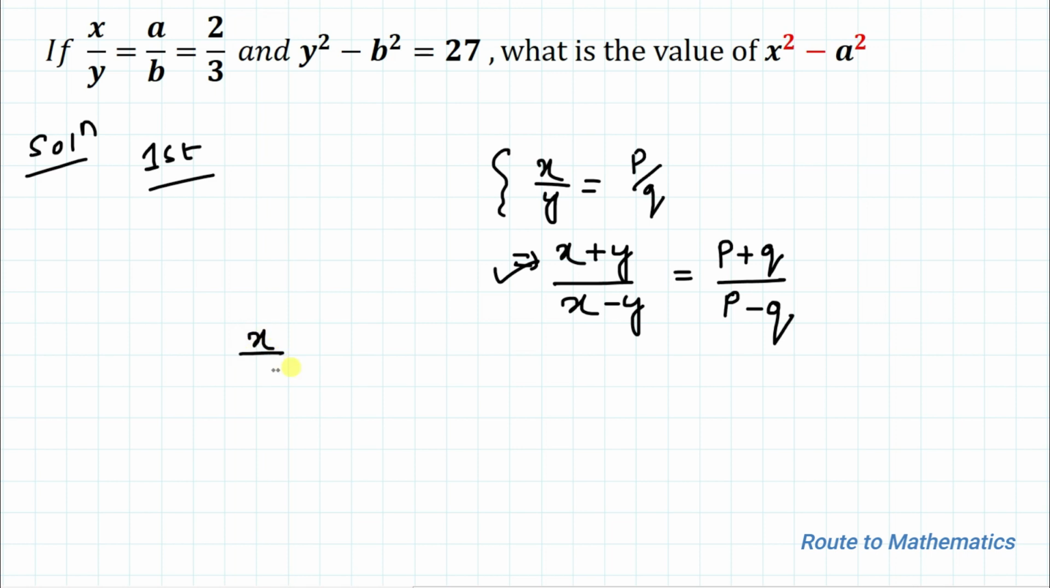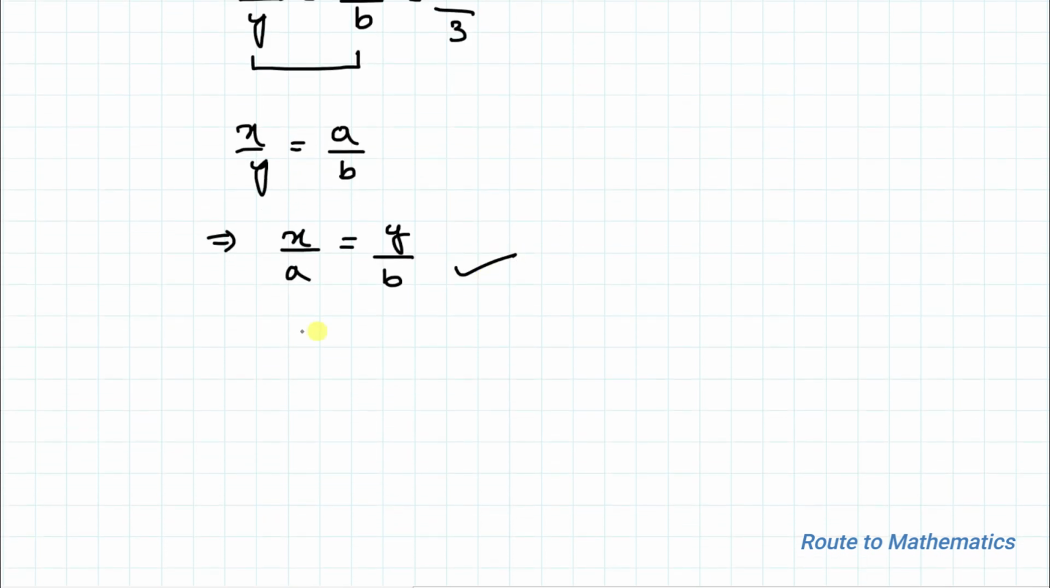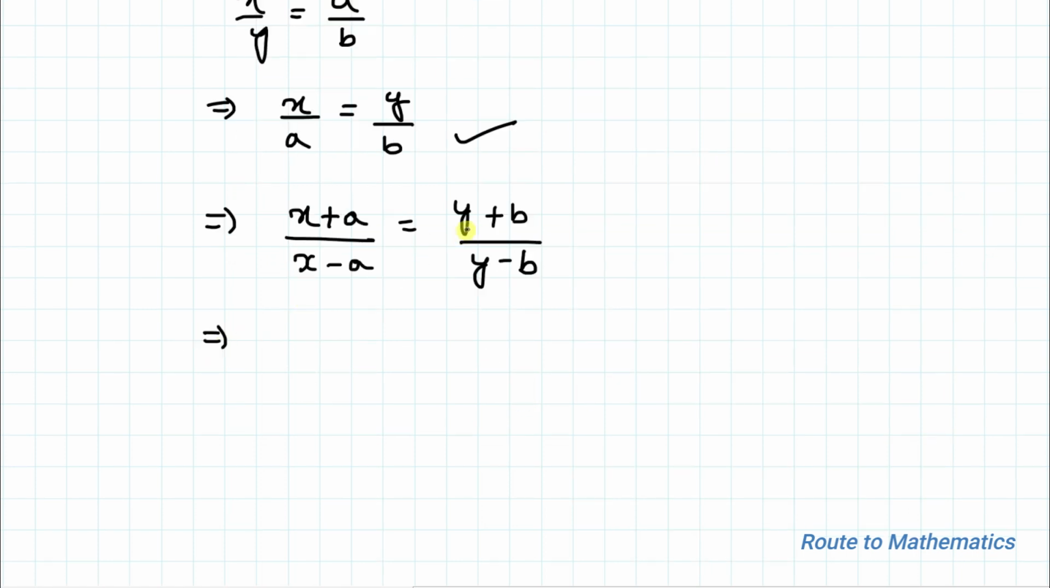So our given ratio is x by y equals a by b equals 2 by 3. Now considering these two, we can write x by y equals a by b. Now in the next step, by cross multiplication, I can write x by a equals y by b. Now in this step, I will apply the componendo dividendo method. That is, x plus a divided by x minus a equals y plus b divided by y minus b. This implies this. Now I'll bring this y plus b here and x minus a here by cross multiplication.